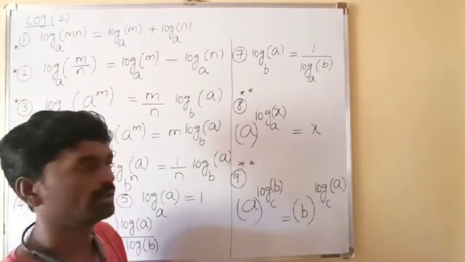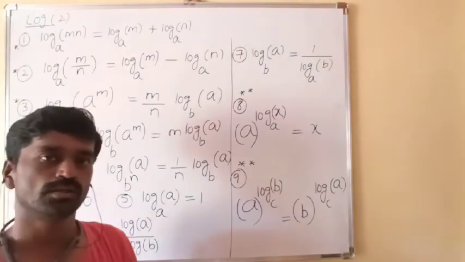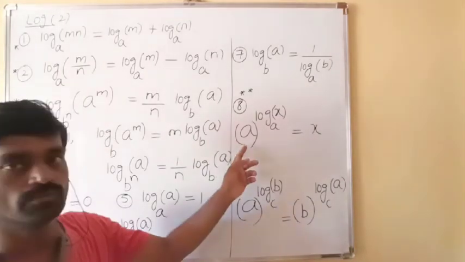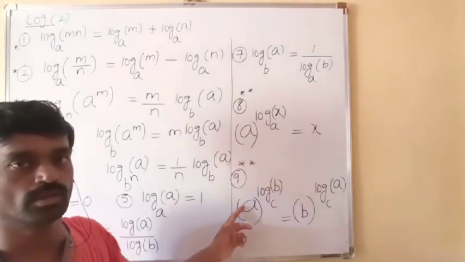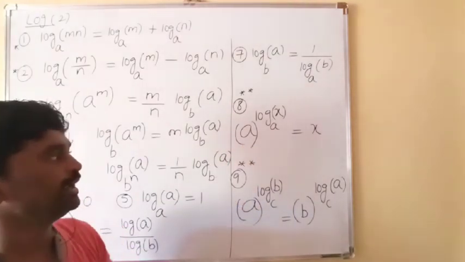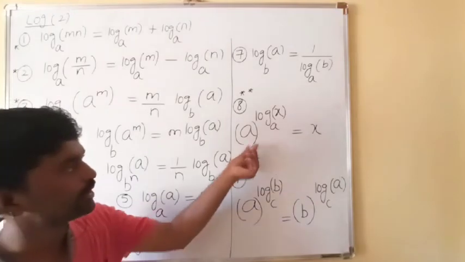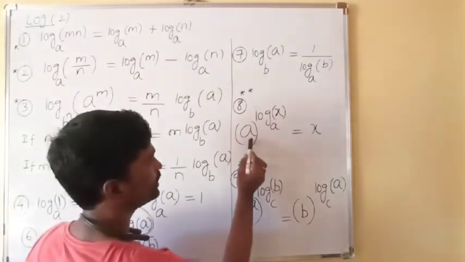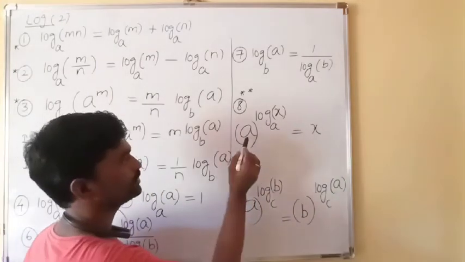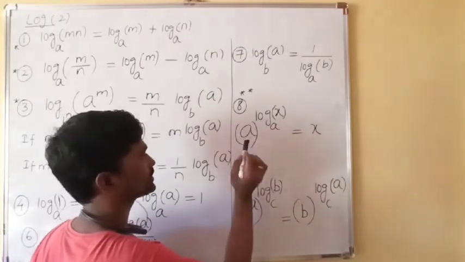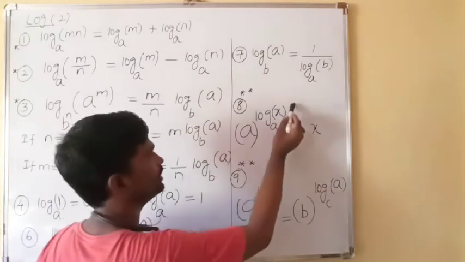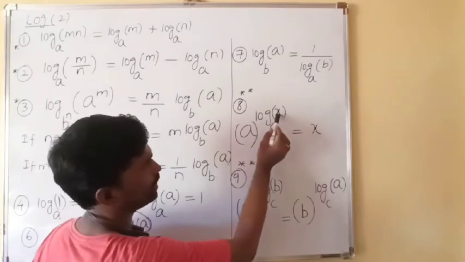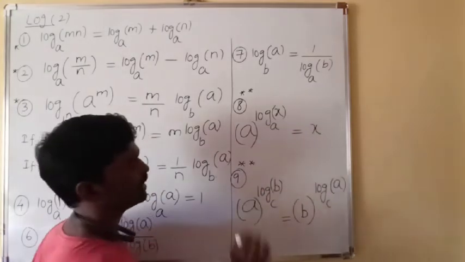Based upon the 8th and 9th laws, last year 2019, one advanced problem was given in logarithms. The 8th law: a power log x to the base a is equal to x. Here the base is a; if you treat it like a power x, the base is a, and in this logarithmic function also the base is a only. Then whatever the argument is, that will be the answer.